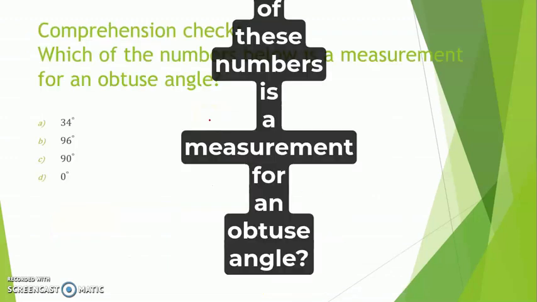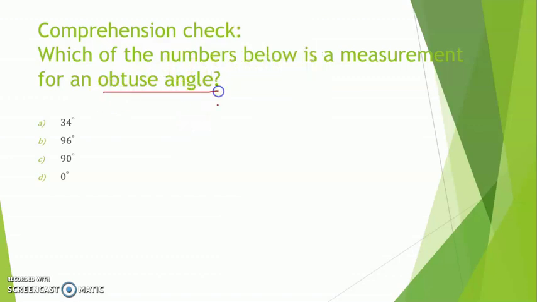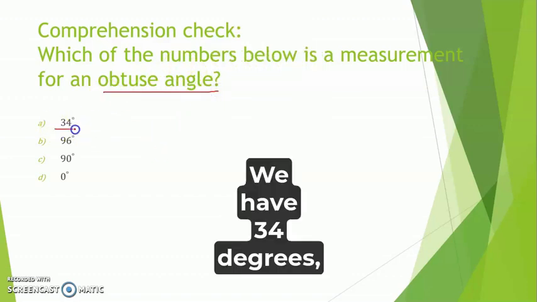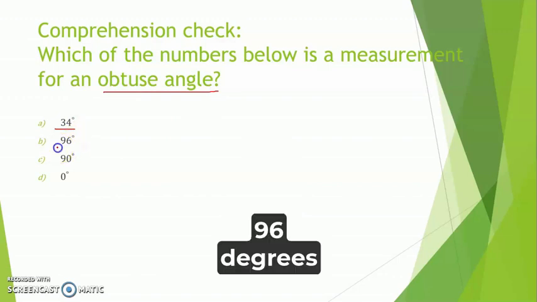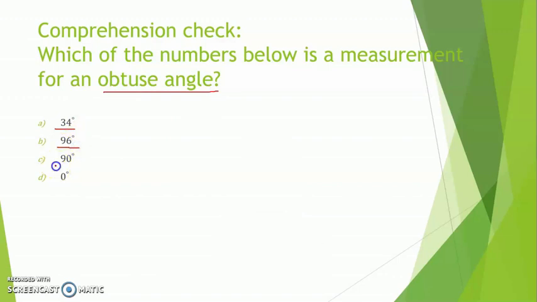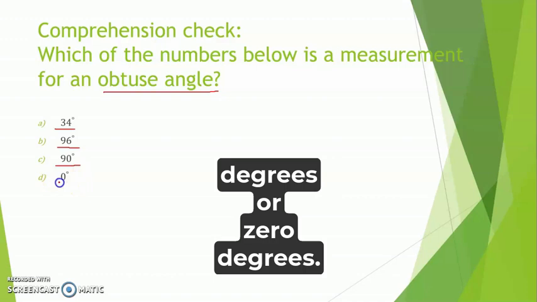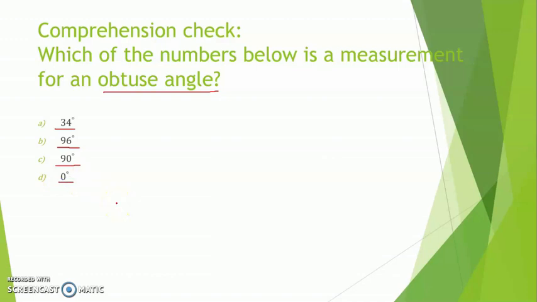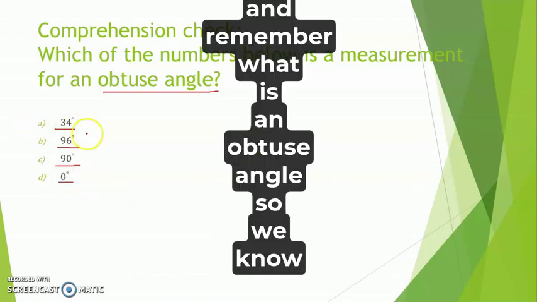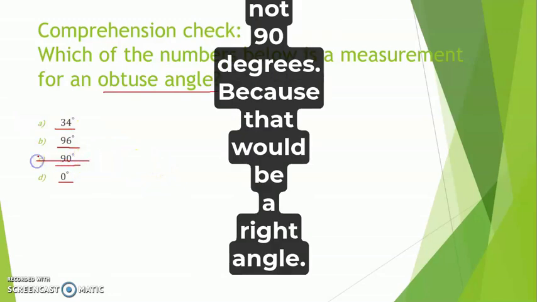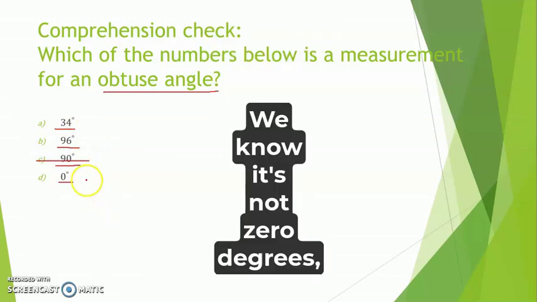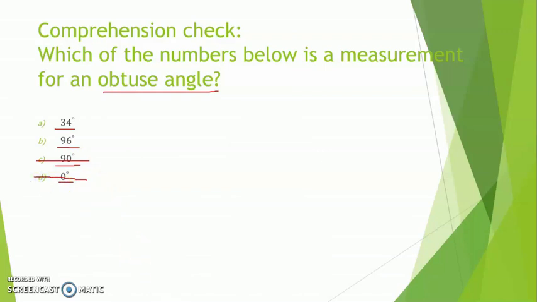So which of these numbers is a measurement for an obtuse angle? We have 34 degrees, 96 degrees, 90 degrees, or 0 degrees. So try and remember, what is an obtuse angle? We know it's not 90 degrees because that would be a right angle. We know it's not 0 degrees.